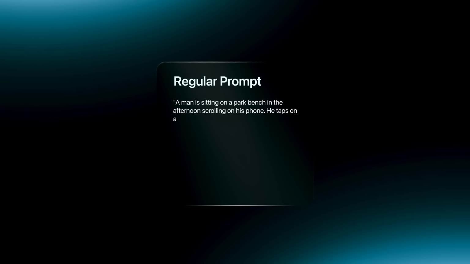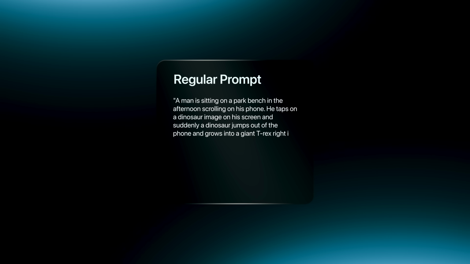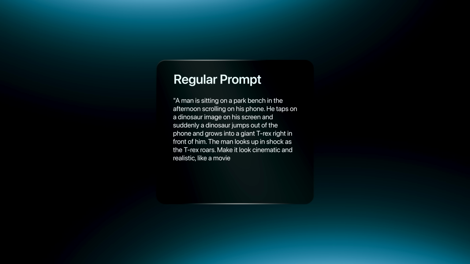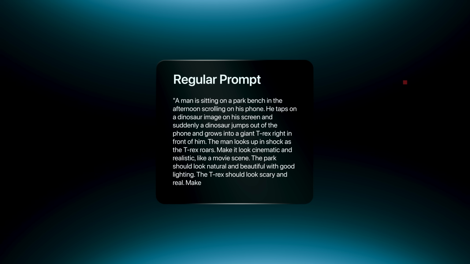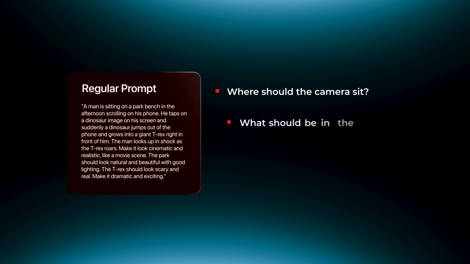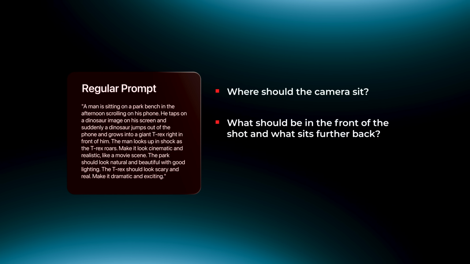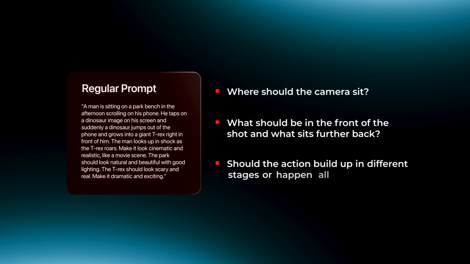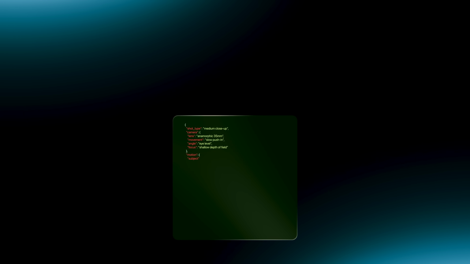So let me break down what is actually happening when Seedance reads your prompt. When you write a regular prompt, you are basically handing the model one big block of text, and it has to figure out everything you did not say. Like, where should the camera sit? What should be in the front of the shot, and what sits further back? Should the action build up in different stages or happen all at once? The model makes all of those calls on its own, and those choices might not be anywhere close to what you actually had in mind. That is why JSON works differently.